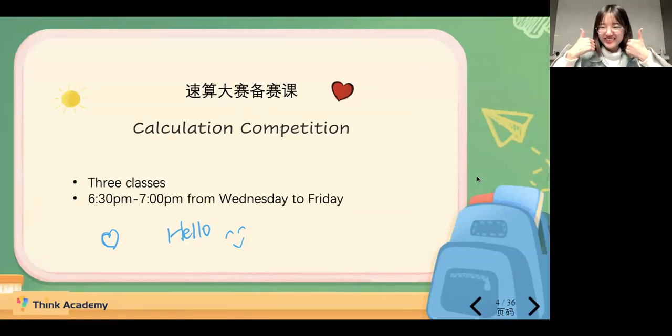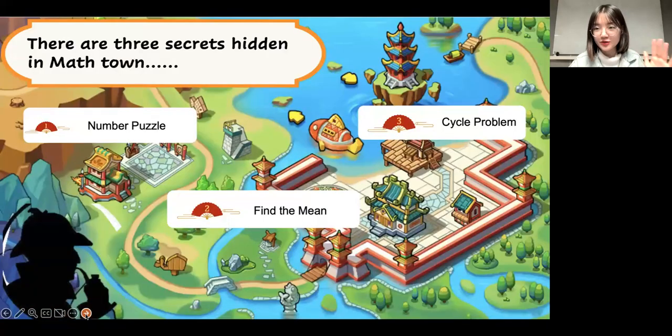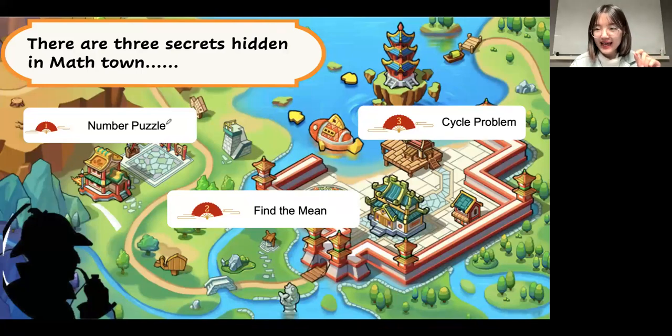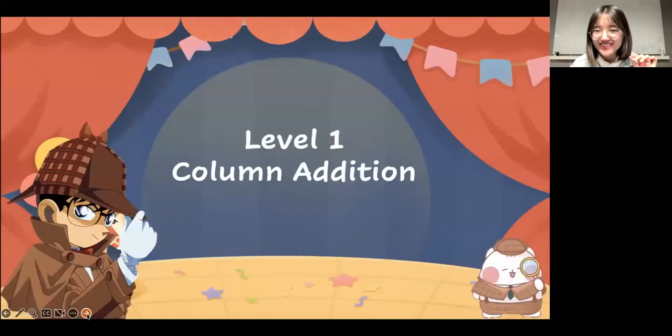Brilliant, everyone. I'm so happy you're ready for the class. So today we will talk about some magic things in mathematics. And welcome, my dear detectives. We will have 3 levels during the 3 days. For day 1, we will learn about number puzzle. For day 2, we will learn find the mean. And in day 3, we will talk about the cycle problem. So today is day 1, and we will talk about the number puzzle. Let's try to find the secrets which are hidden in the number puzzle, okay?